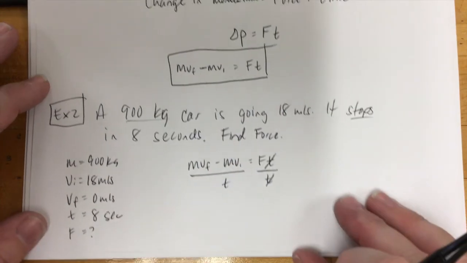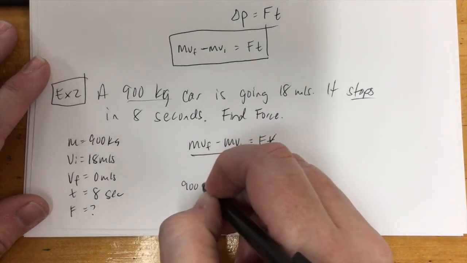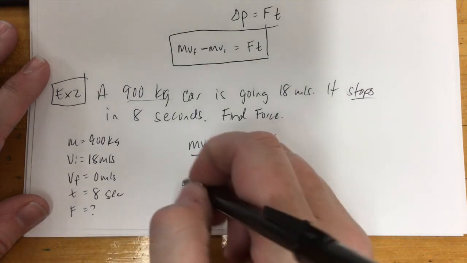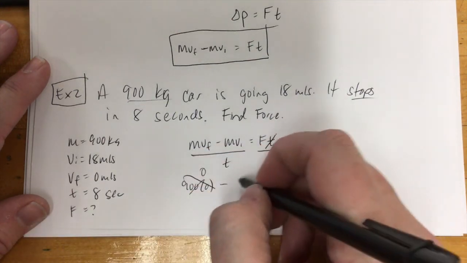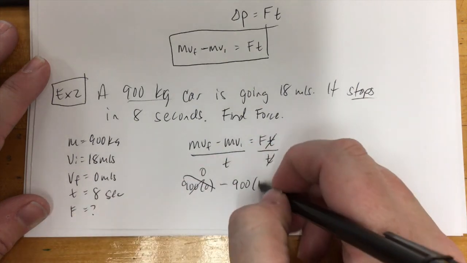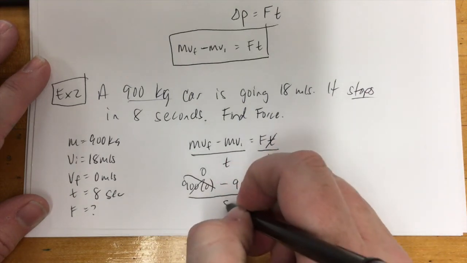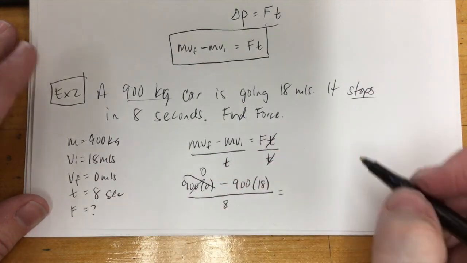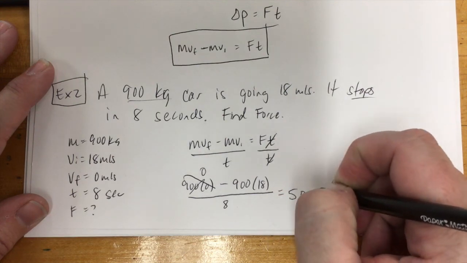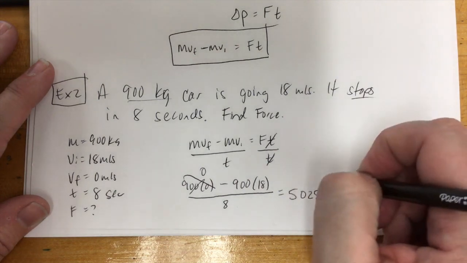So now we can put our numbers in there. We know that our mass is 900, but then we're going to multiply that by 0 because our vf is 0. That whole thing is going to go to 0. And then minus, again, still the 900, times our vi of 18 meters per second, divided by our time of 8 seconds. And when we do that, we get 5,025, and we're measuring a force, so that ends up being newtons.